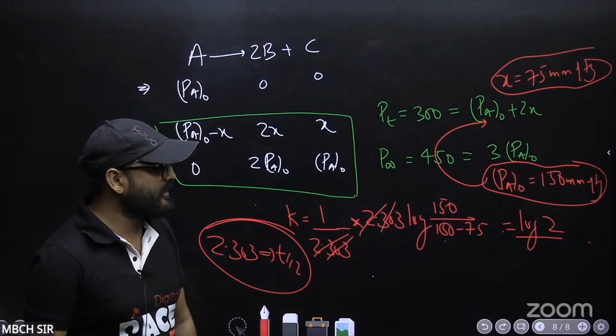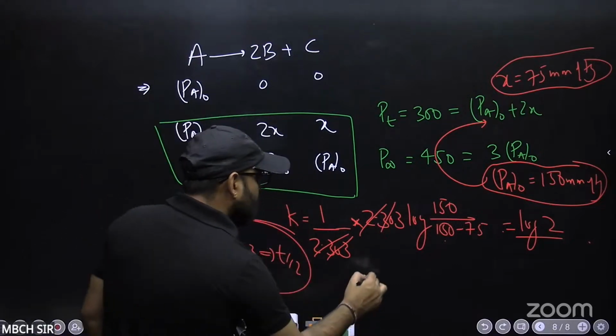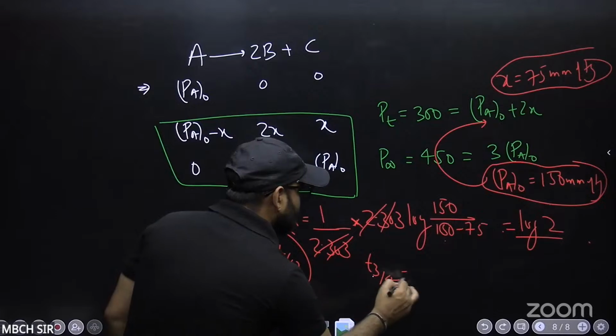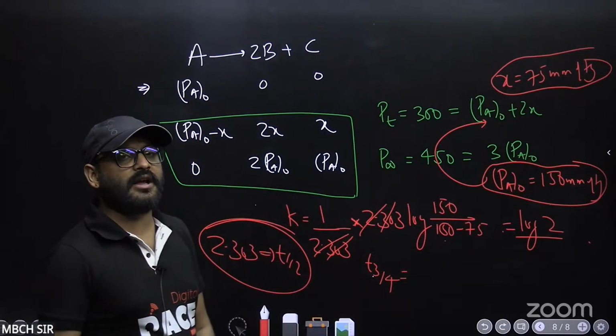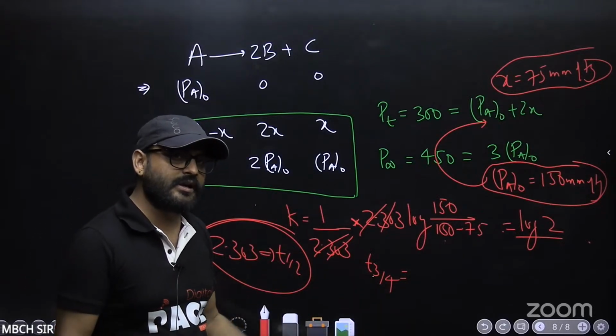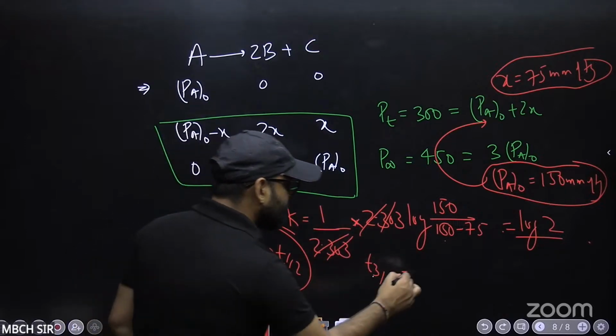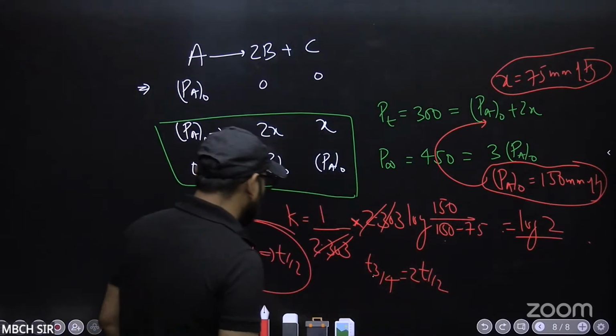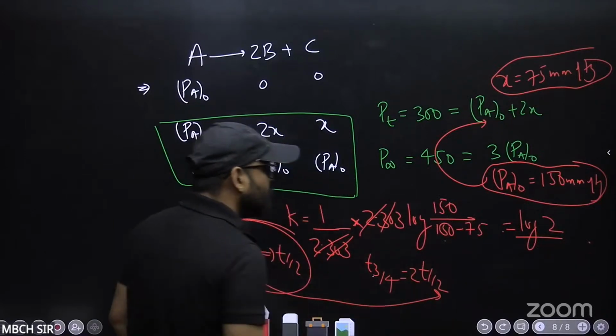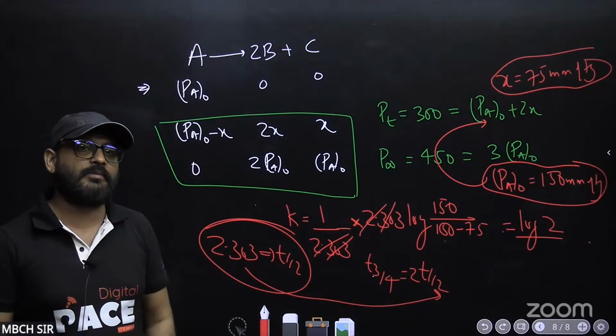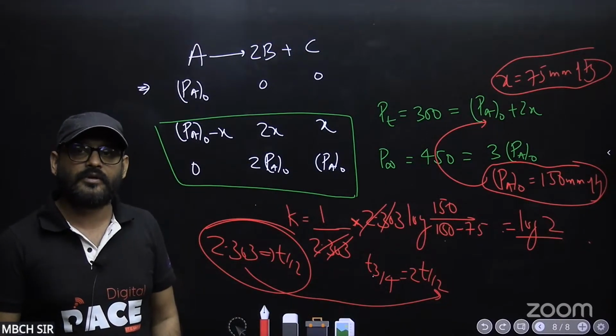50% of reactant is reacting. So, T3 by 4. What is the relationship between T3 by 4 and T half in a first order reaction? 2 times T half. You know the T half. So, T3 by 4 is just double of 2.303.